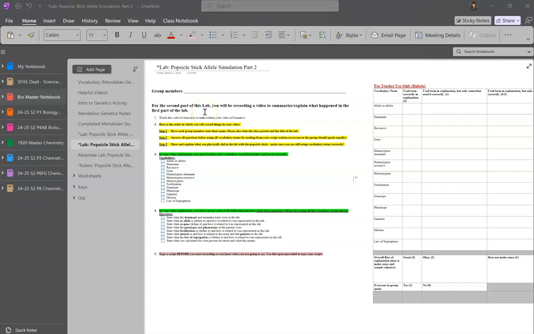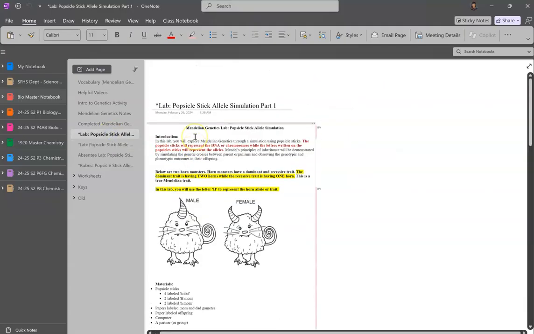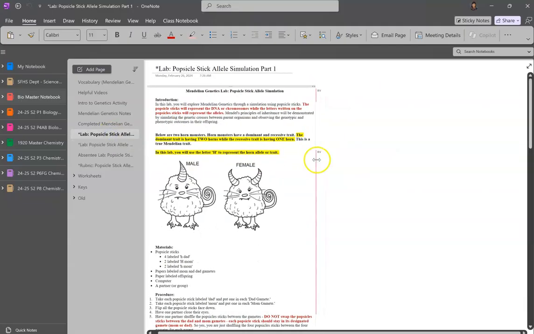And for this part of the lab, you're going to be recording a video to summarize and explain what happened in the first part of the lab. So let me go back to the first part for a second.